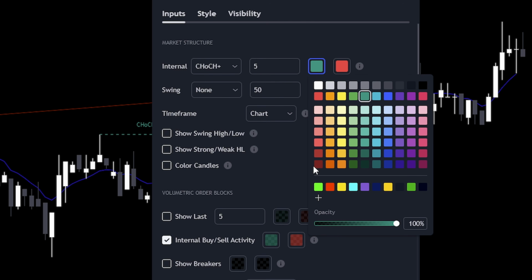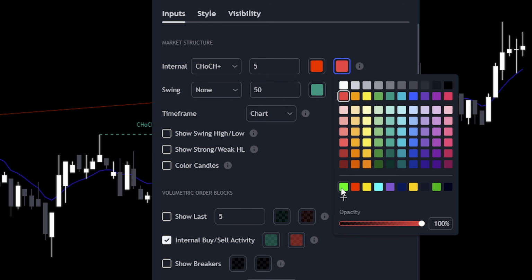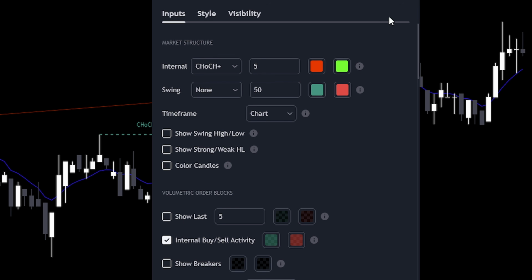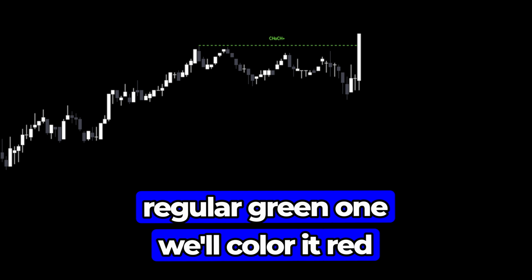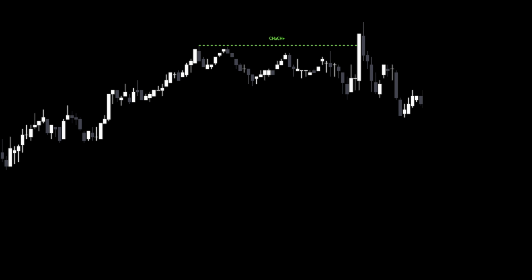Remember, when we adjusted the settings of the indicator, we set the bullish CHOCH plus to red and the bearish CHOCH plus to green because we're actually using these signals as entry points in the opposite direction of the label. Here's the logic behind this. When a bullish CHOCH plus appears, we've colored it red because it signals that an uptrend is losing strength. This can be a good spot to consider a sell entry, as the market may be shifting down.